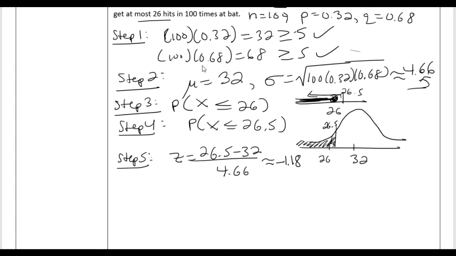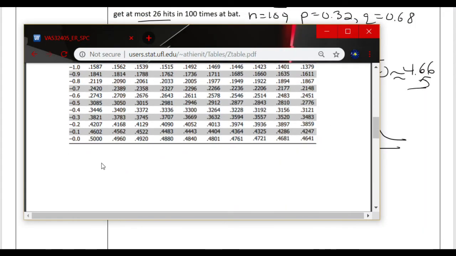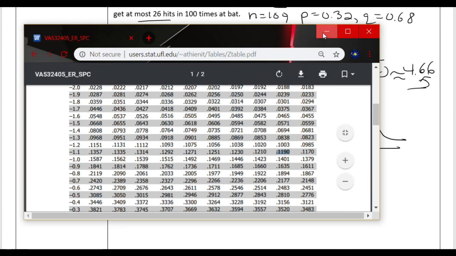All right, so now we have step 6, which is to find the probability. So the probability that z is less than negative 1.18. We want less than, so that means we just look up the table and that is it. We don't have to subtract from 1 or anything. So let's look up the table real quick. Negative 1.18 is 0.1190.